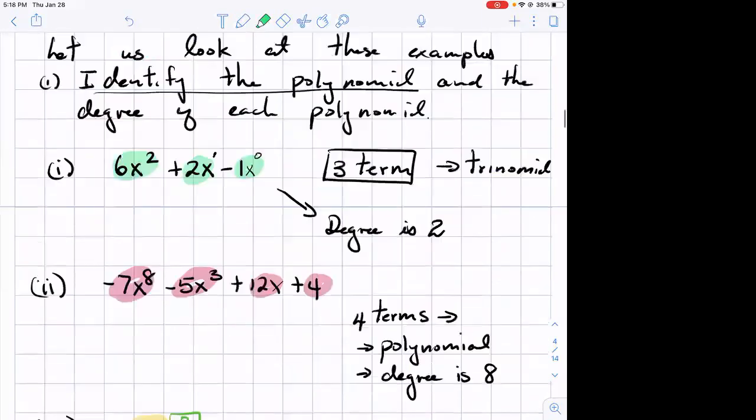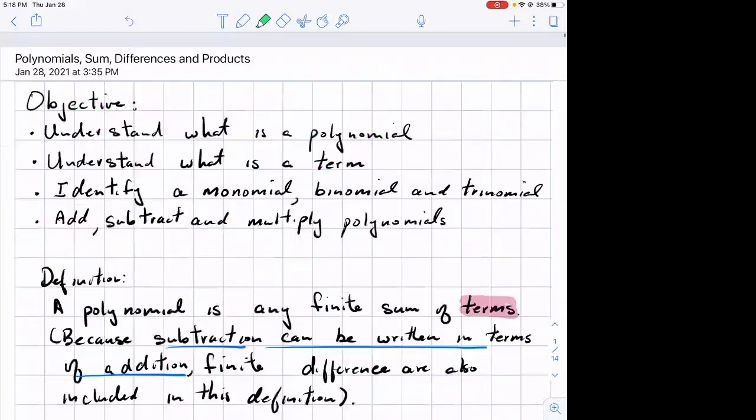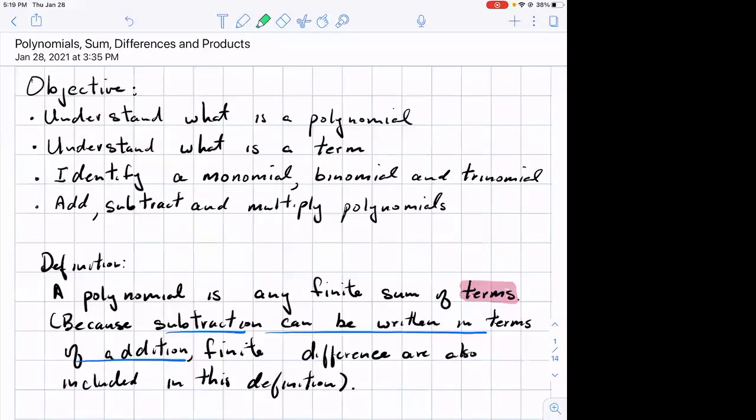So we do know what a polynomial is, right? We know what a term is. We looked at monomial, binomial, and trinomial. A monomial is a single-term polynomial. A binomial is a two-term polynomial. A trinomial is a three-term polynomial. And we've also looked at how to add, how to subtract, and how to multiply polynomials.